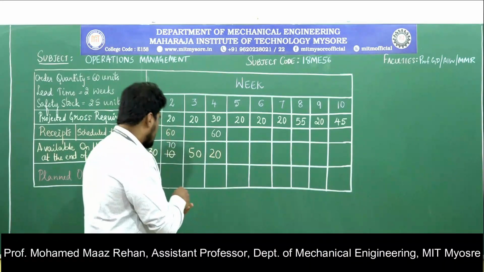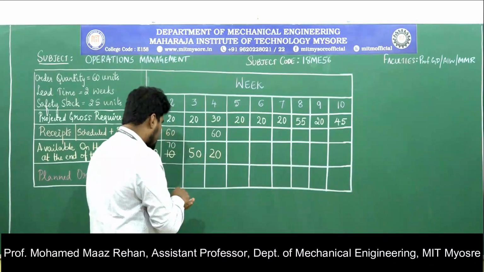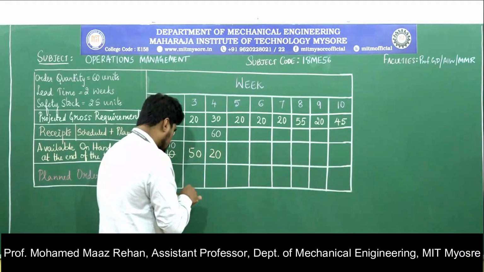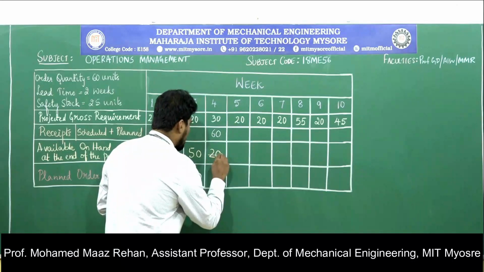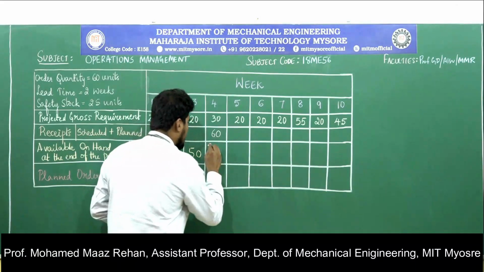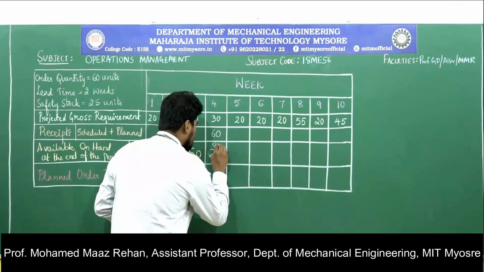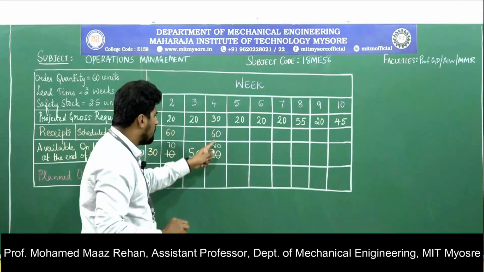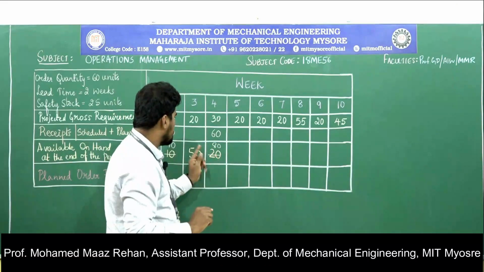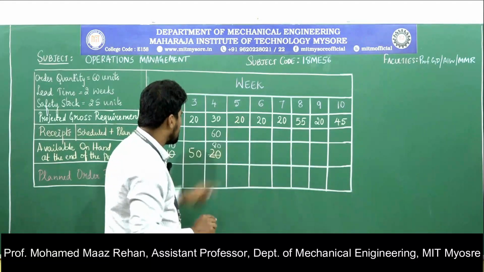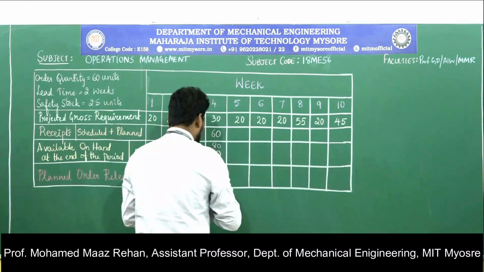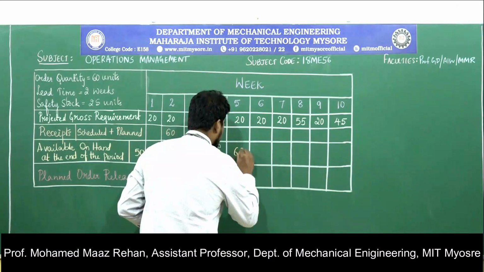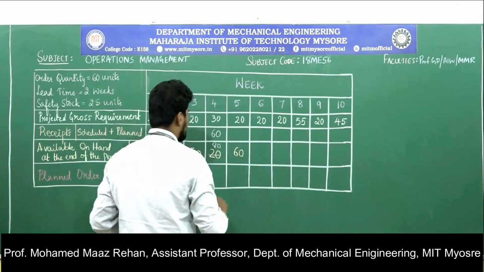Safety stock. Okay. So here, on hand availability, how much will you have? Here you will have 60 plus 20, that is 80. So in the fourth week, you will have 80 units. Moving further, 80 minus 20 gives 60 units. Okay, it is satisfying the safety stock.